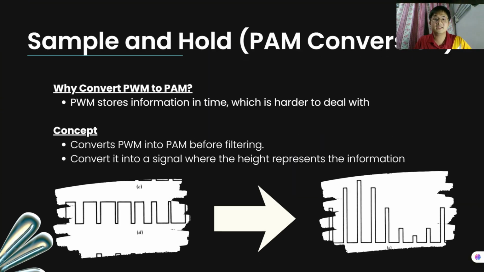The second method is the sample and hold method. PWM stores information in time, which is harder to deal with. So, we first convert it into a signal where the height represents the information. We can say we convert it to PAM. And once the information is stored in amplitude, it becomes much easier to filter and recover. This method gives better accuracy than simple averaging, but it requires correct timing.